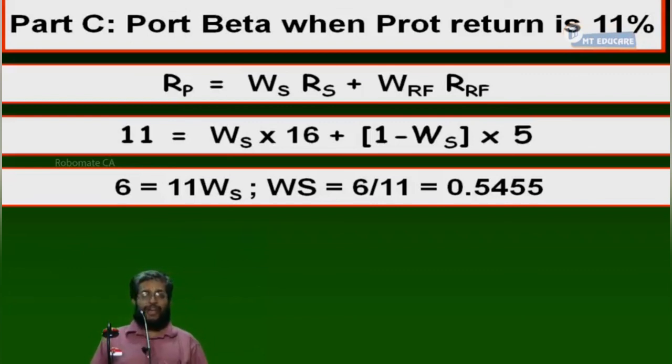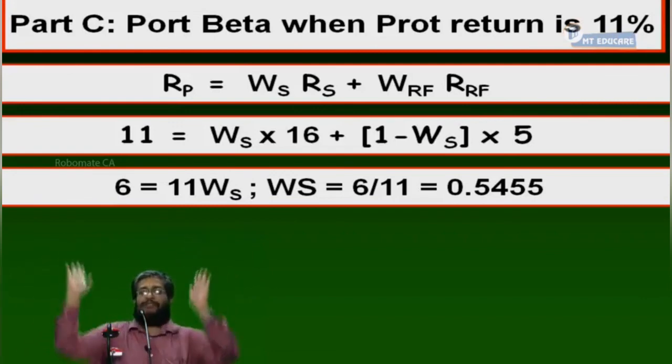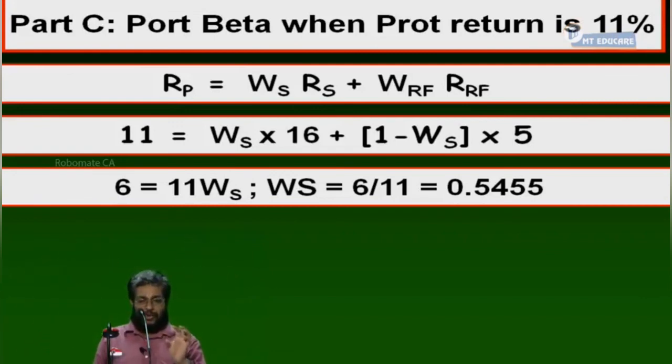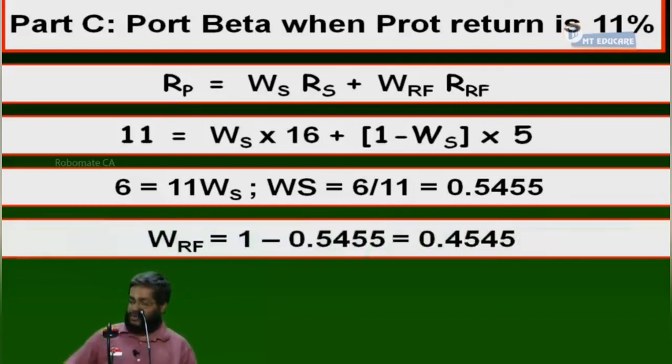Is equal to how much? 0.5455. Answer me, what is this 0.5455? If I have 100 rupees, I invest how much? 54.55 in security and the balance in what? Risk-free asset. WRF is equal to the weight of the risk-free asset. WRF is equal to 1 minus 0.5455, which is equal to 0.4545.